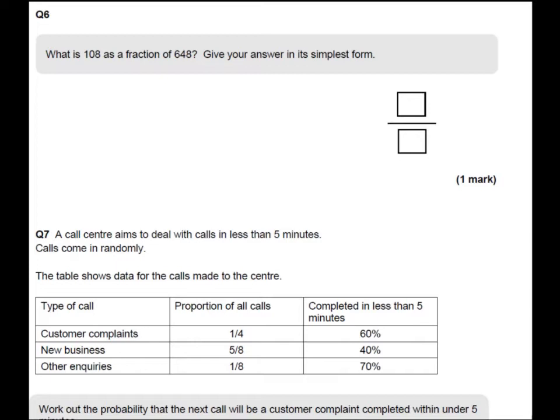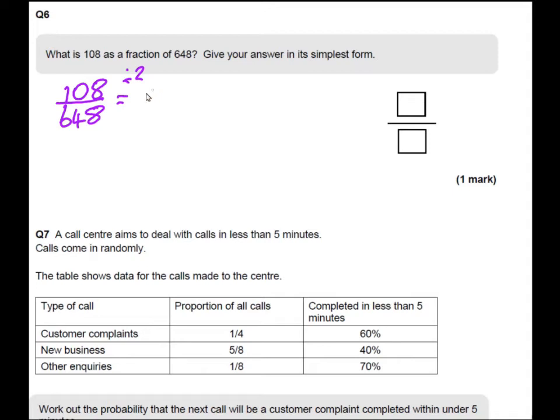Question 6. What is 108 as a fraction of 648? Give your answer in its simplest form. So we create our fraction using the 2 numbers we've been given. And what we need to do is to simplify it, find a number that divides into both. And you can do this as simply as you like by saying both of them are even, so I can divide by 2. Or if you can see another number that goes into them, then you can use that number. So let's just use the simplified version and say they're both even, so we know they divide by 2.